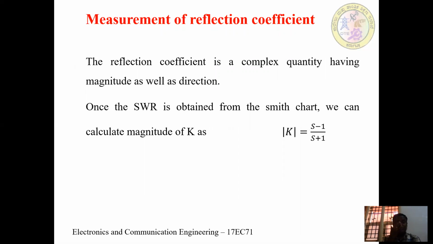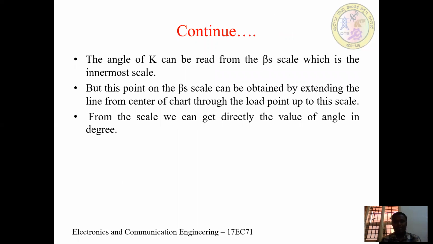How to find the reflection coefficient? Once the S value is got from the Smith chart, we can calculate the magnitude of K as S minus 1 divided by S plus 1. So using this empirical formula, I can calculate the magnitude of K. The angle of K can be read from the beta scale, which is the innermost scale. This point on the scale can be obtained by extending the line from the center of the chart through the load point to this scale. So from the scale we get directly the value of the angle in degrees.